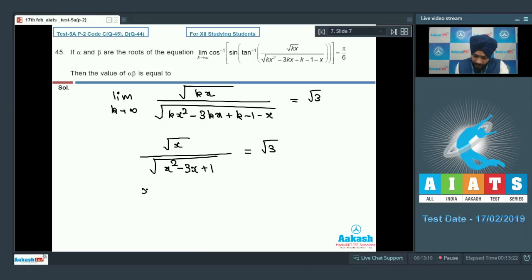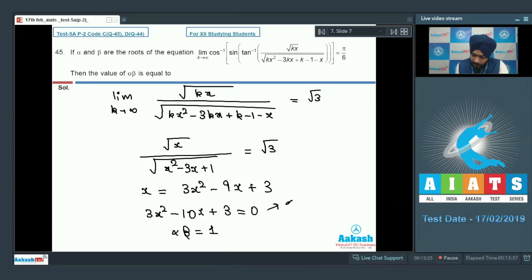So we have x is equal to 3x square minus 9x plus 3, which gives you 3x square minus 10x plus 3 equals 0, which gives you the product of roots alpha beta equals 1. Alpha beta are the roots of this equation. Okay, the answer of this question is 1. Let us move on to 46.